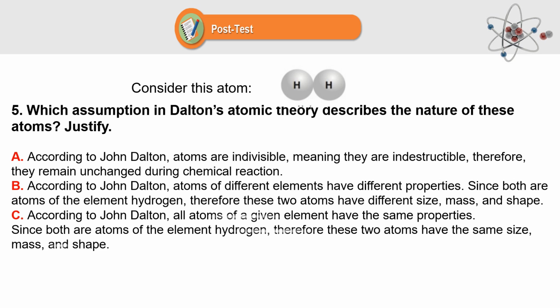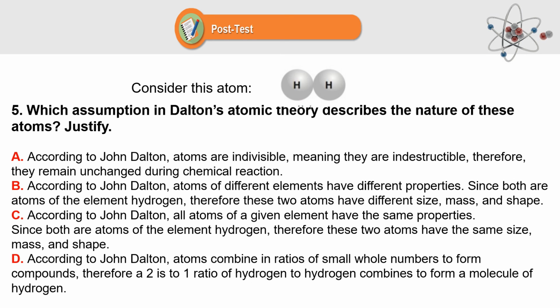Letter C. According to John Dalton, all atoms of a given element have the same properties. Since both are atoms of the element hydrogen, therefore, these two atoms have the same size, mass, and shape. Letter D. According to John Dalton, atoms combine in ratios of small whole numbers to form compounds. Therefore, a 2:1 ratio of hydrogen to hydrogen combines to form a molecule of hydrogen.